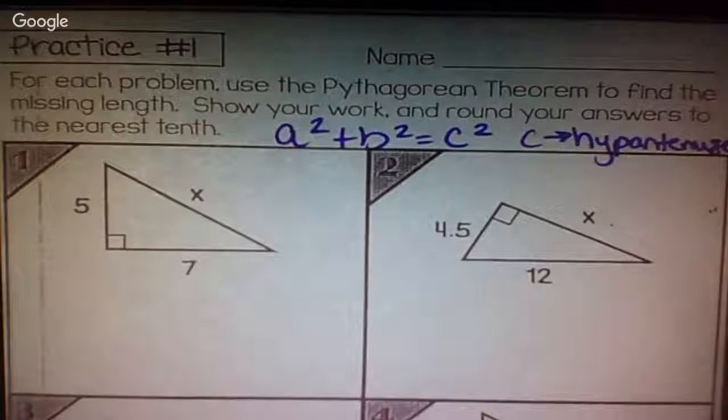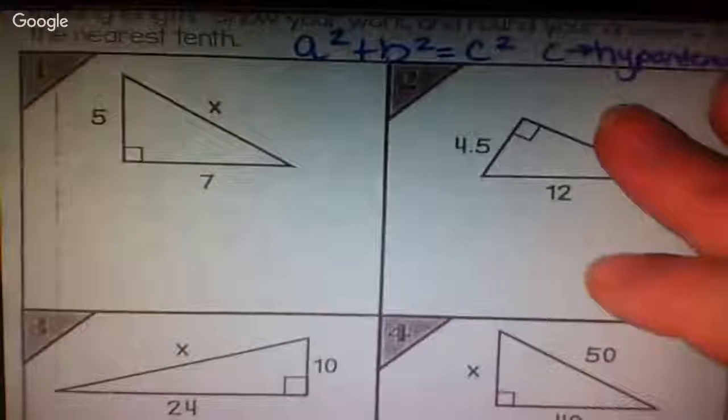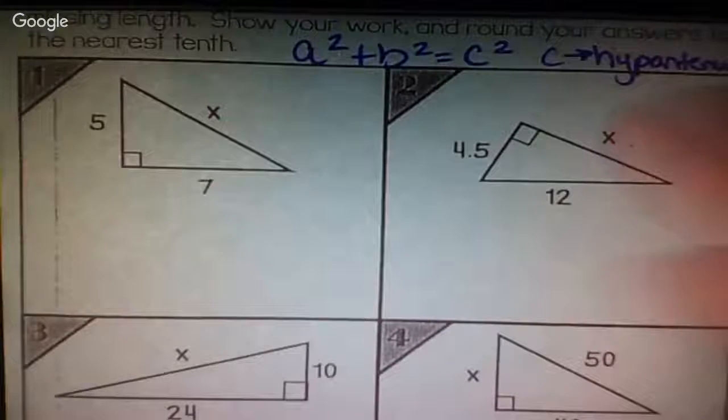What triangles can I use the Pythagorean theorem on? Right triangles. Right triangles only. If I do not have a right angle, the Pythagorean theorem no longer works. Okay. So I need to solve this using the Pythagorean theorem. So if you look at number 1, which one of these is my hypotenuse? X. Your hypotenuse is always directly across from that right angle.